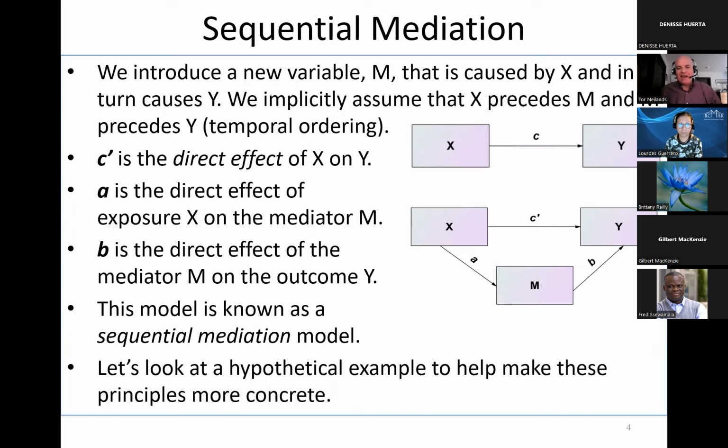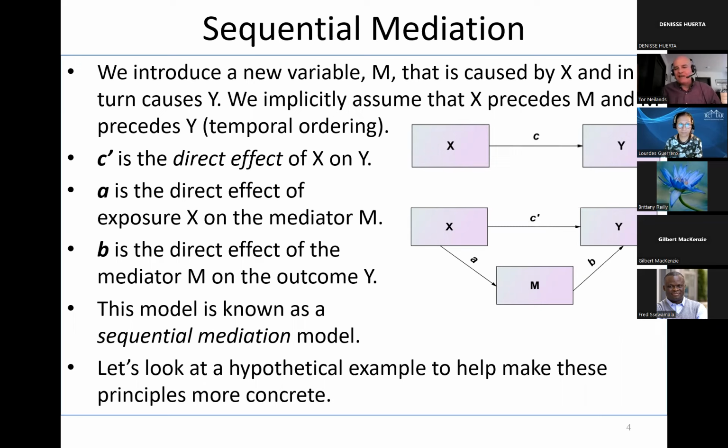We also have two other effects here because we've introduced M. We have A, which is the direct effect of the exposure X on the mediator M. So that's over here, the X influence on M. And then we also have an effect B, which is the influence of M on Y, and both of those are considered direct effects in their respective parts of the model.